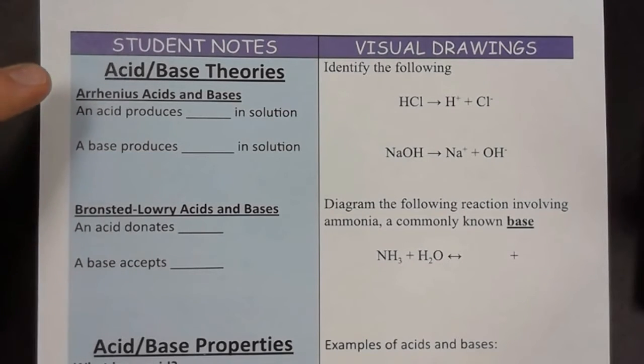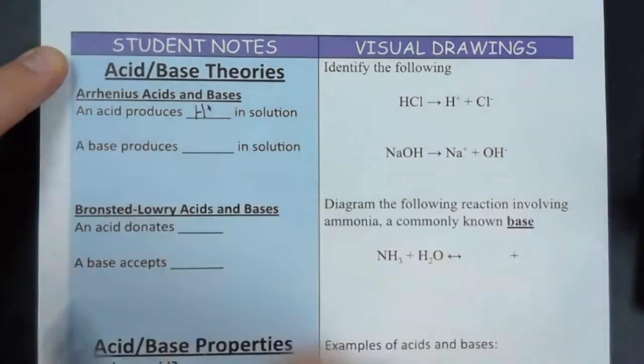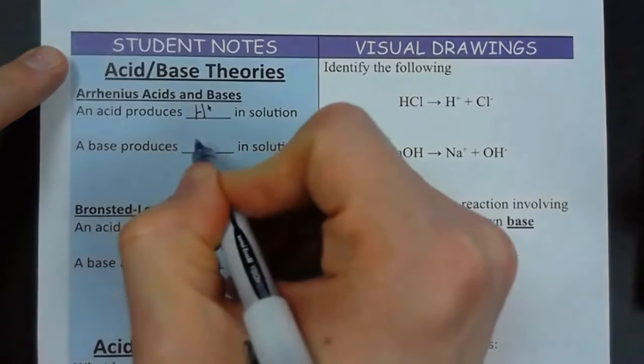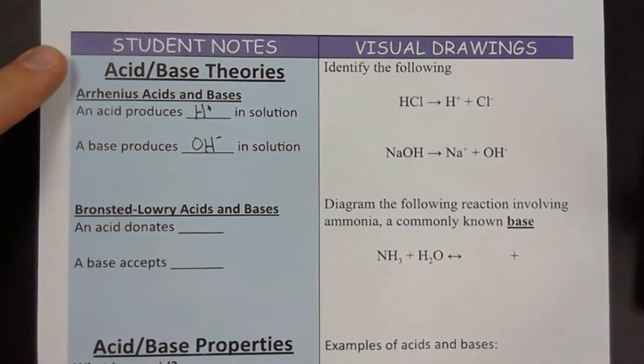The Arrhenius acid-base theory is kind of the foundation, and that is an acid is anything that produces hydrogen ions in solution, not hydrogen gas, but the hydrogen ion. And a base is anything that produces a hydroxide ion in solution.